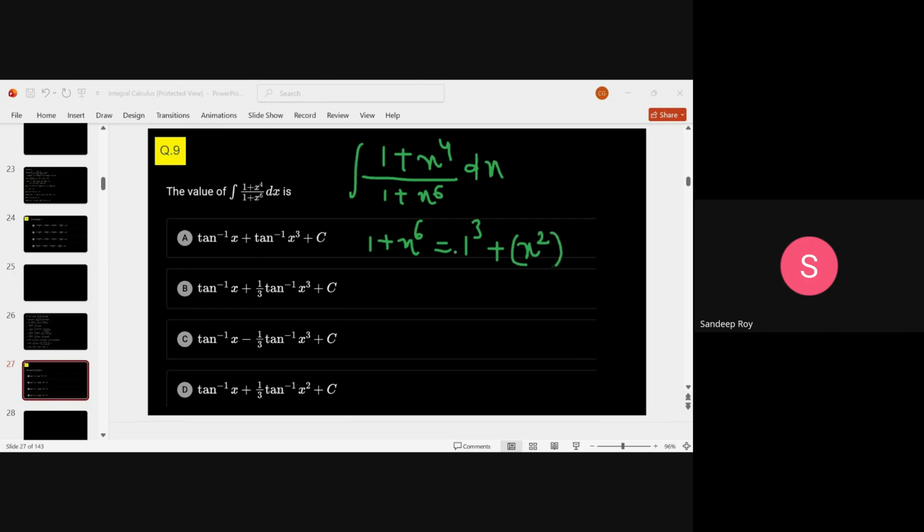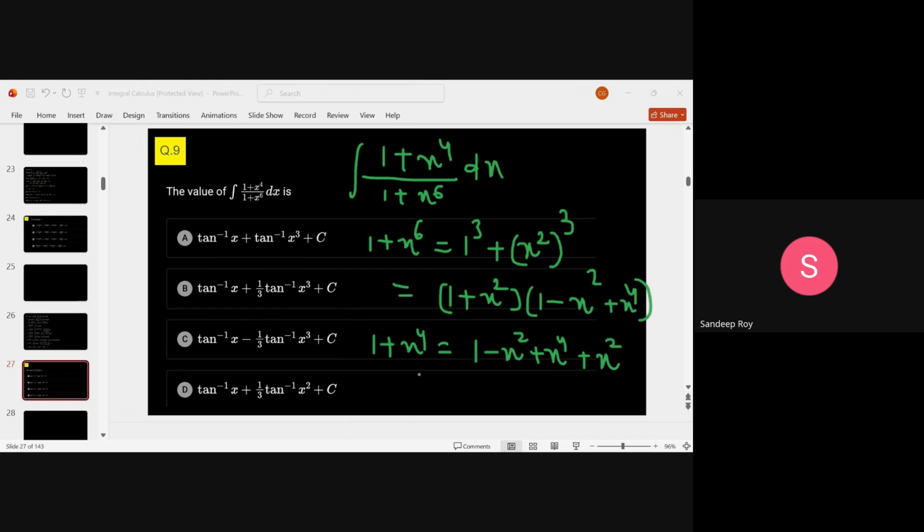Basically, I want to write it in a cube plus b cube form. So this will be (a plus b), that is (1 plus x square), into (a square minus ab plus b square). I'm applying the a cube plus b cube identity for the denominator. And the numerator, 1 plus x to the power 4, I can write as (1 minus x square plus x to the power 4) plus x square. So basically I added x square and subtracted x square in the numerator, right?